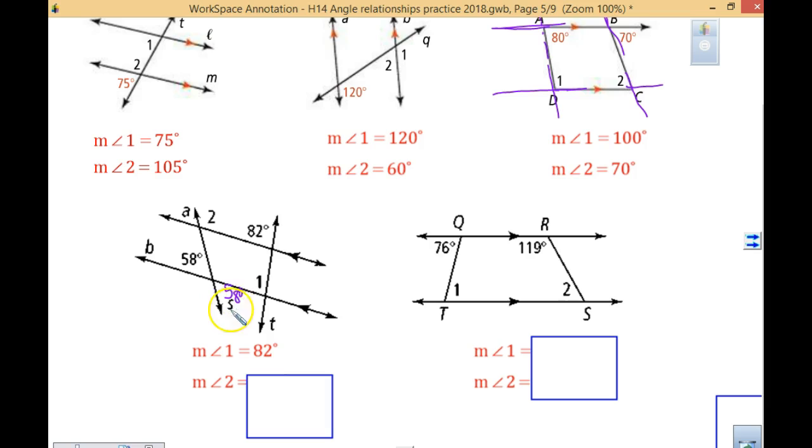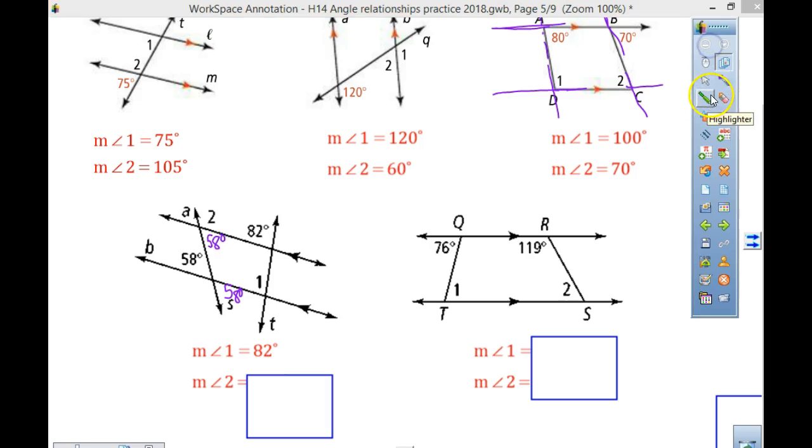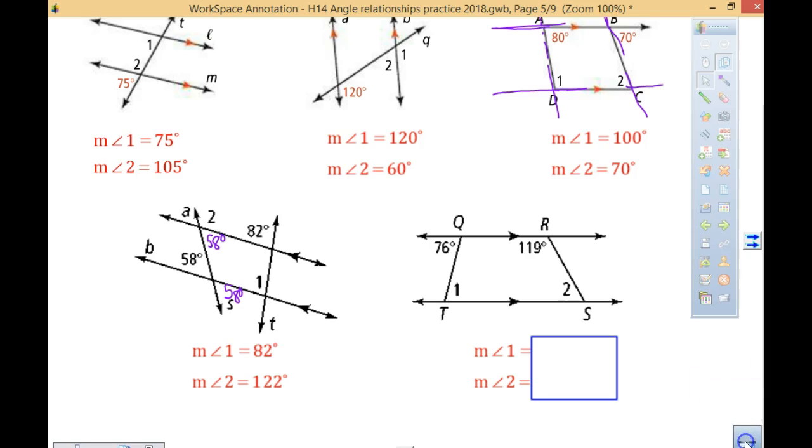And so if this angle down here is 58, that means this angle here is 58, which then, what do we know about these two? They are supplementary, which means if I'm looking at the angle measure, they are not congruent. They have to add to 180. So 180 subtract 58 gives us 122.